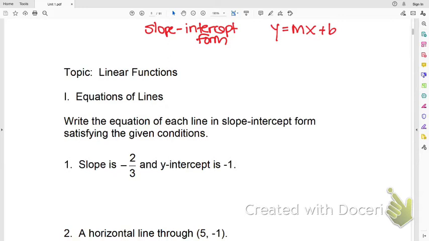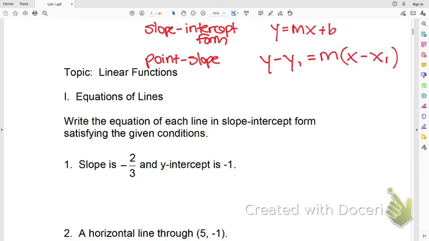Any other formulas that we're familiar with from linear functions? Point slope form. Anyone remember what that one is? Y minus y1, y equals... That one is standard form. Y minus y1 is our point slope form. M x minus x1. Yep, good. We are going to stick with those two.